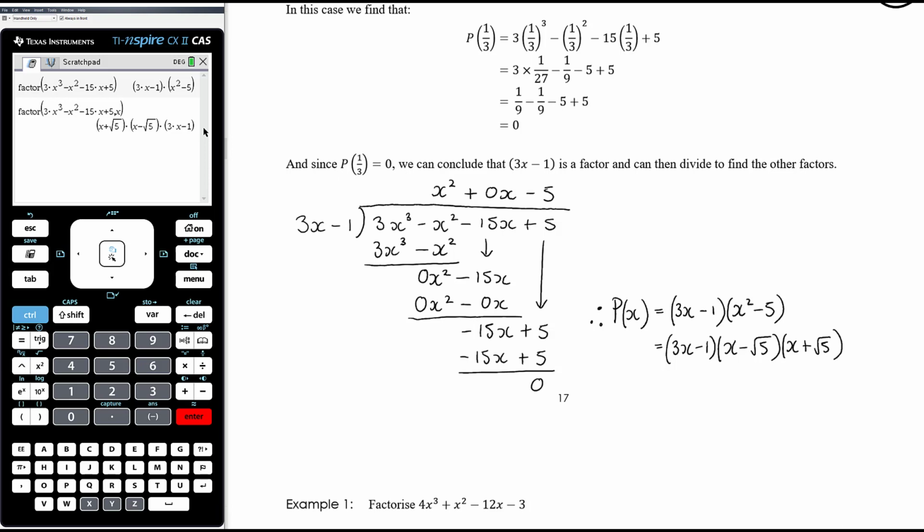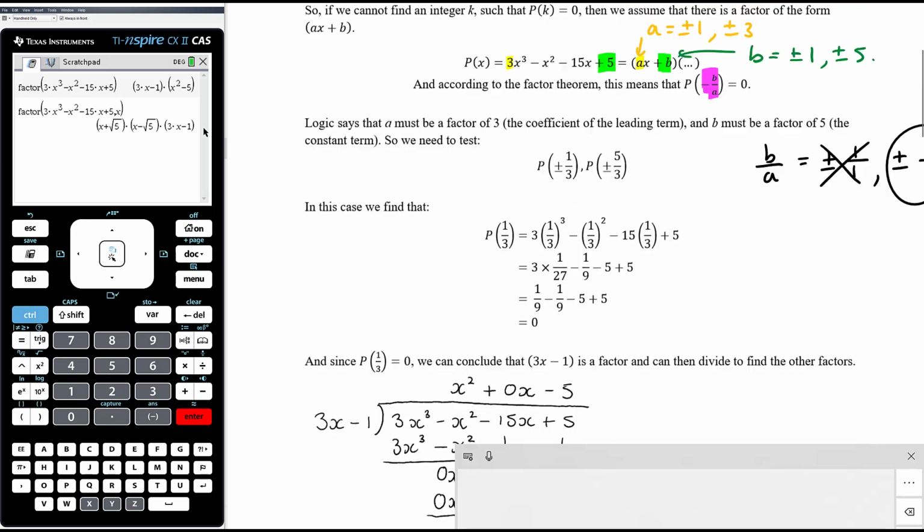If the question was, express as a product of 3 linear factors, well, this is not linear, and so therefore we would need to go to this point. That's just a difference of 2 squares. x squared minus root 5 squared is x minus root 5 times x plus root 5.